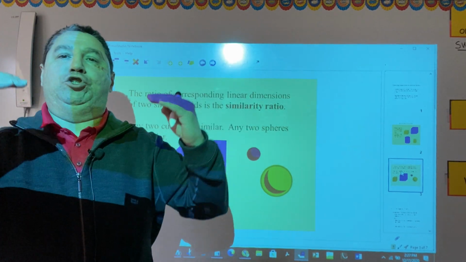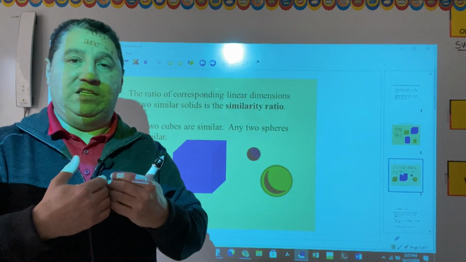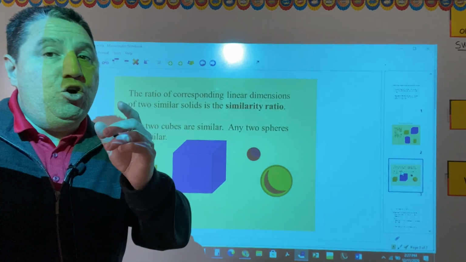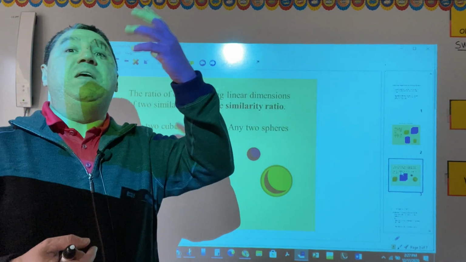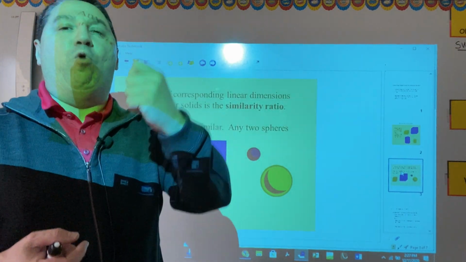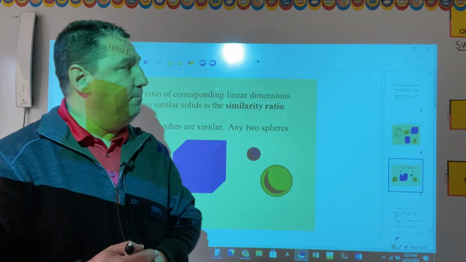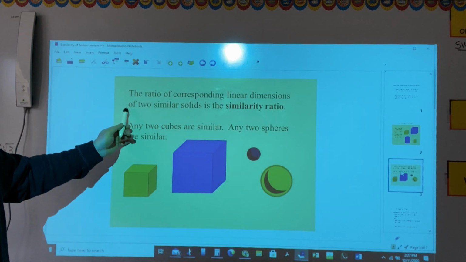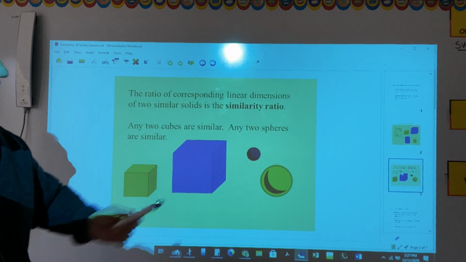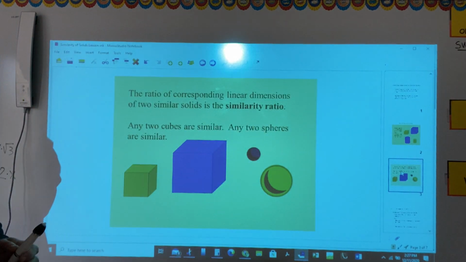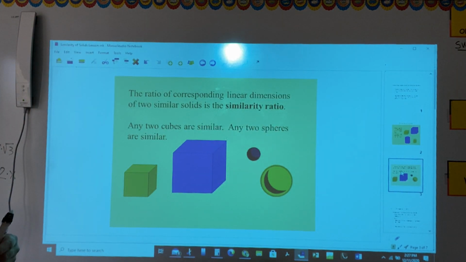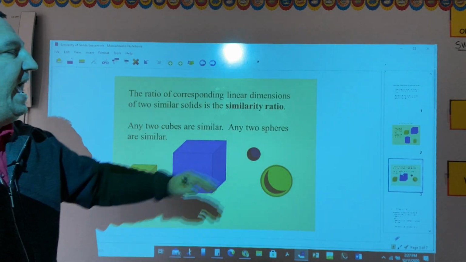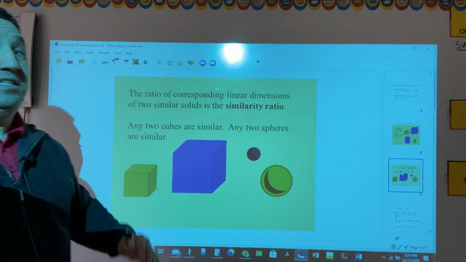Now, as we know, in order for two or more solids to be similar, the ratio of their corresponding dimensions must be in proportion, or proportional, right? The ratio of corresponding linear dimensions of two similar solids is called the similarity ratio, right? For example, any two cubes are similar, or any two spheres are similar, yeah?